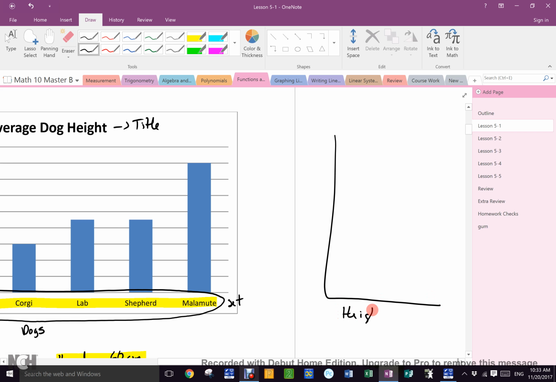What if I turned it sideways and made the graph look like this? Height and dog. Then even though I've turned it sideways, this is still my independent variable, even though it's on the y-axis now. Is everybody okay with that? You've got to actually know the difference between the two. Because if I say 45, you don't know what dog I'm speaking of. But if I say shepherd, you know it's 45.